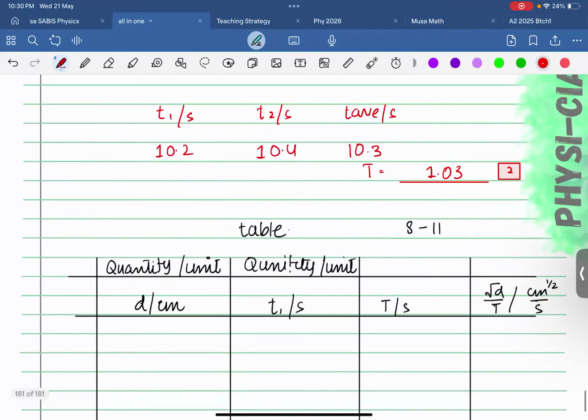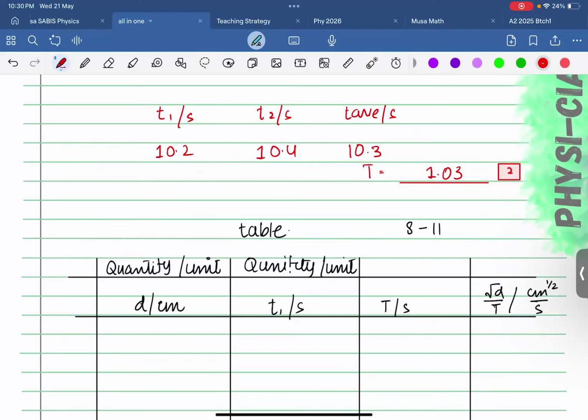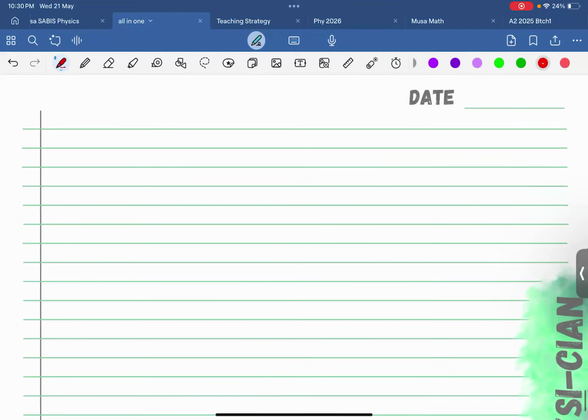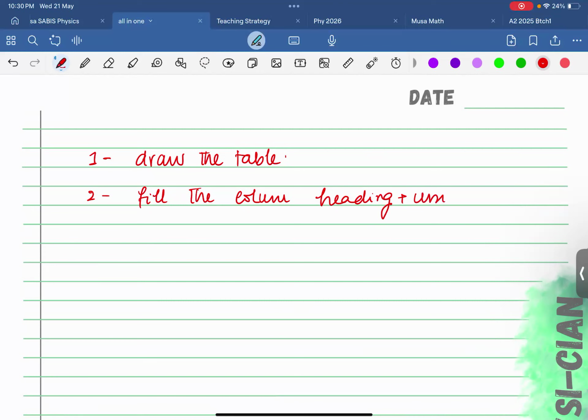By the way, when you're starting this table part, always keep in mind that you should do the things in order. So just follow this order. First, draw the table. This is the first part. Now the second is fill the column heading with units. This is the second thing.